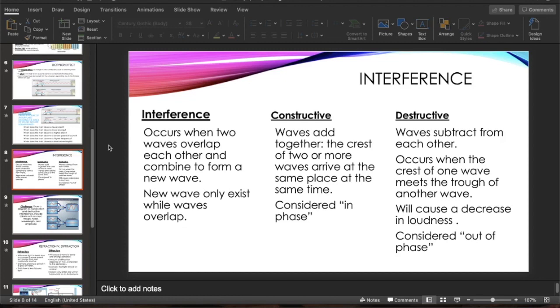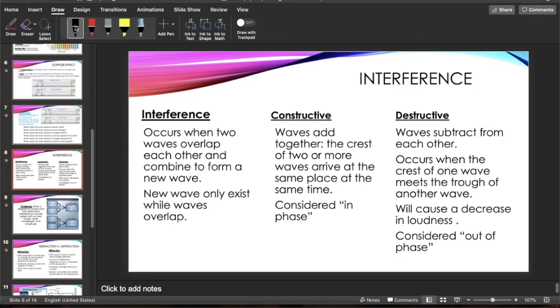I'll say that, but then you guys may not understand, so let's talk about this. Let me show you guys a picture. Let me draw something on here. On here, you have two waves meeting.